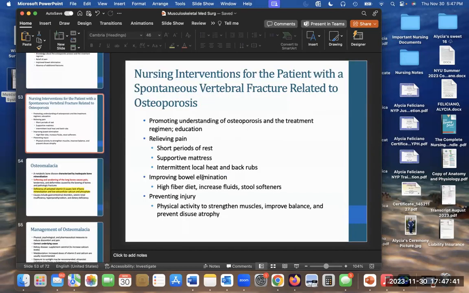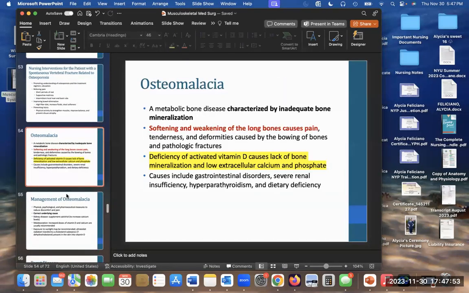Now, once again, everything just pretty much repeats, right? Preventing injury, improving bowel elimination, relieving pain, and understanding how osteoporosis works is important in terms of nursing interventions. Now, remember, osteo means bone. So if you can't remember anything, at least you know this has to do with bone. So you might be thinking neurovascular, because that's the priority assessment, thinking about calcium, vitamin D, all of those things.